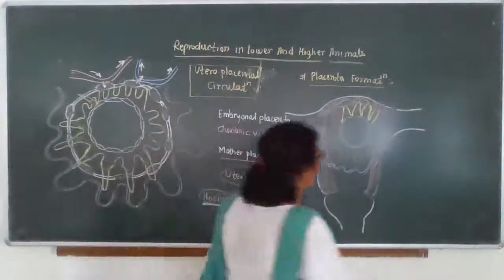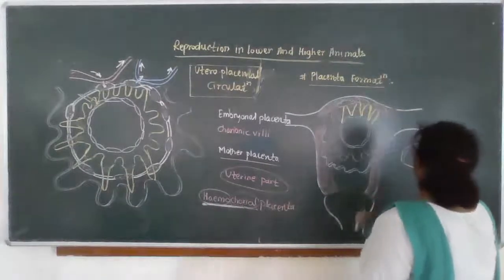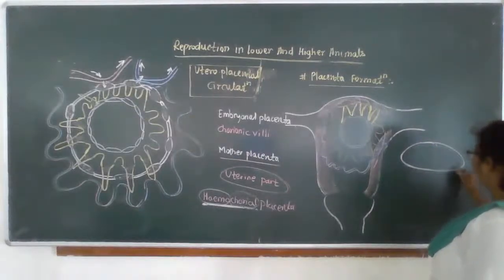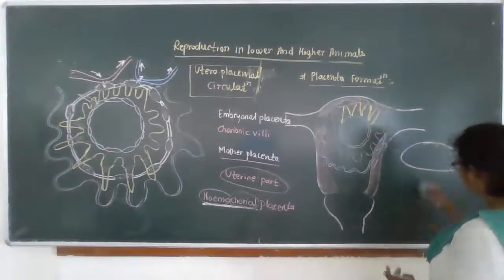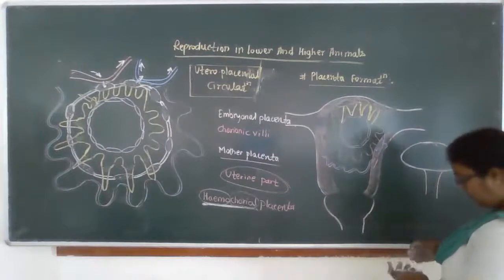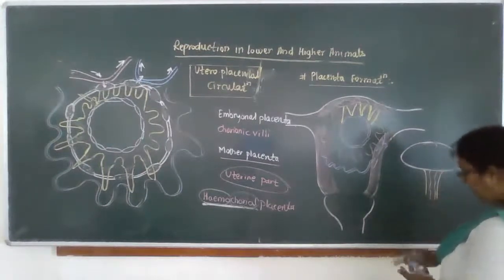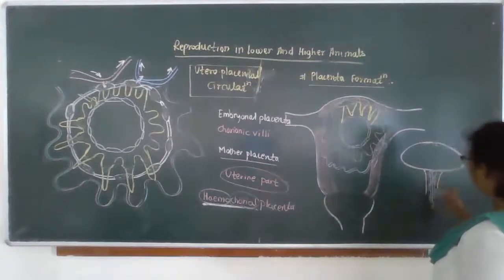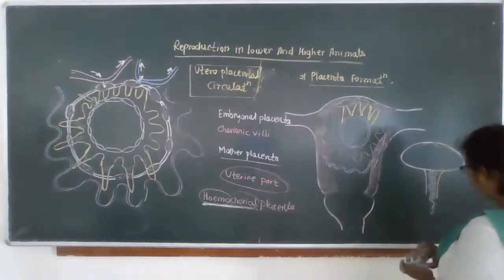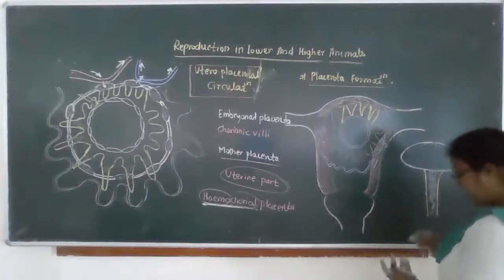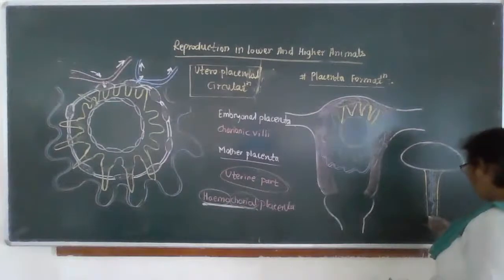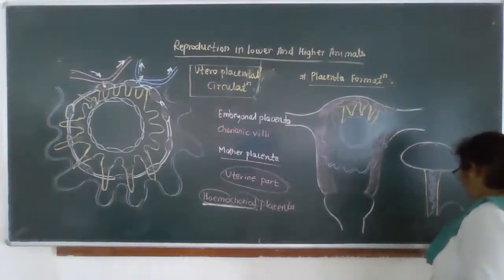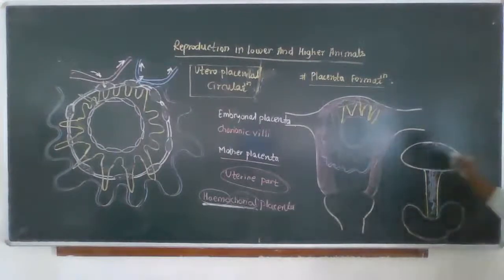This placenta is a flat disc-like structure, from which one, two arterioles are coming and one big venule is coming. These are highly twisted and have a tubular covering around them, and it is connected to the belly region of the embryo. So this is the growing fetus, and to this it is attached. From this placenta the nourishment is given to the embryo.